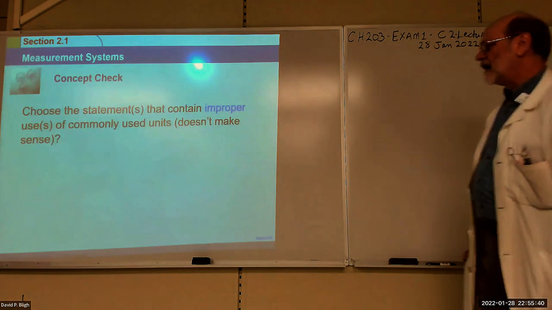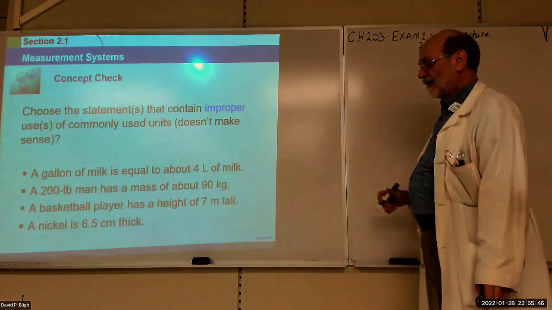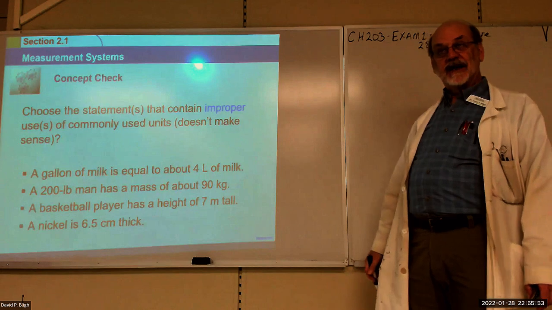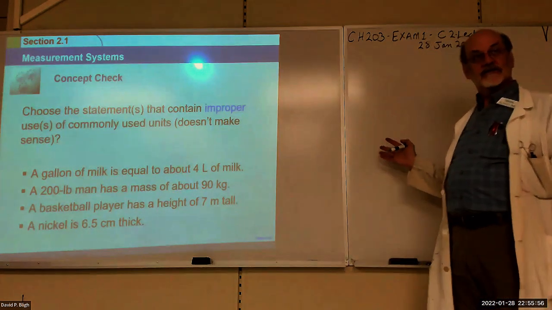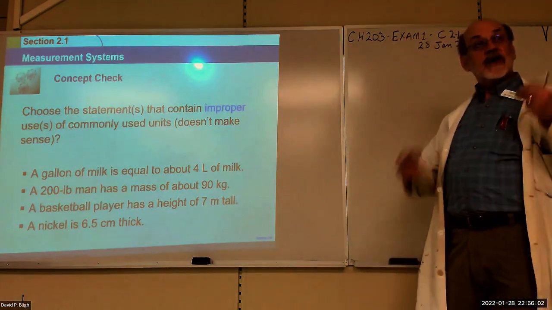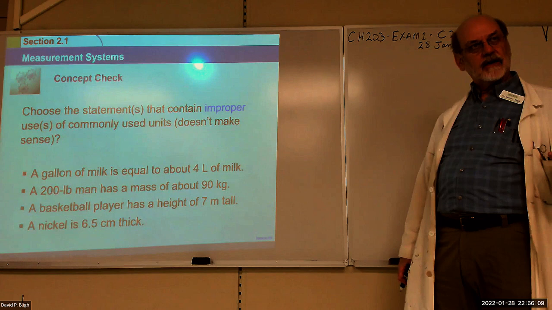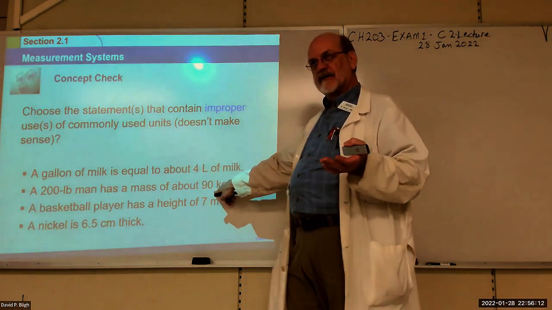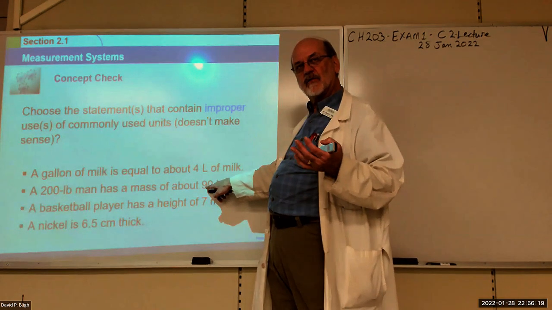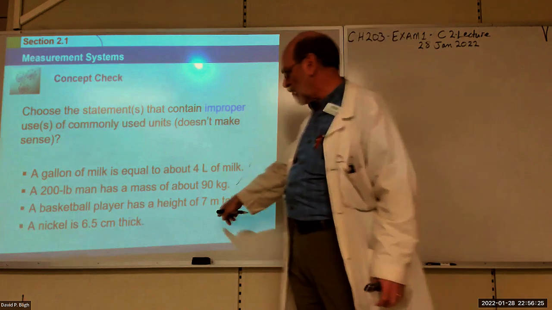Okay. Which of these statements contain improper use of commonly used units? If we say a gallon of milk is equal to about 4 liters, that's about right. I gave you the exact amount earlier, 3.8 liters. A 200-pound man has a mass of about 90 kilograms. Let's do estimation. 2.2 pounds is about a kilogram. So 2 times 90 would be 180, and then a tenth of it would be 9, and 18 plus 9 would be 27... yeah, it's close to 200. So that one's okay. How about this one? A basketball player has a height of 7 meters.